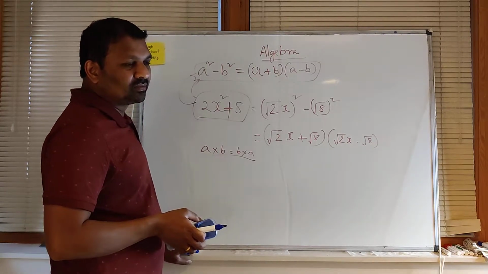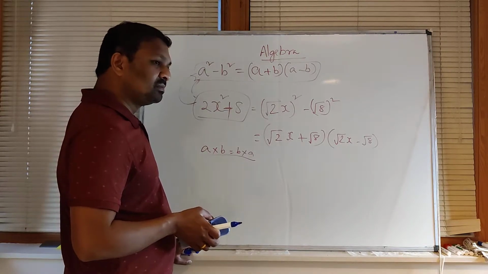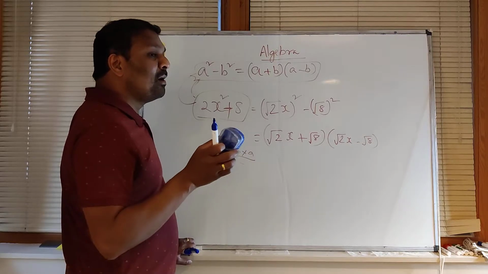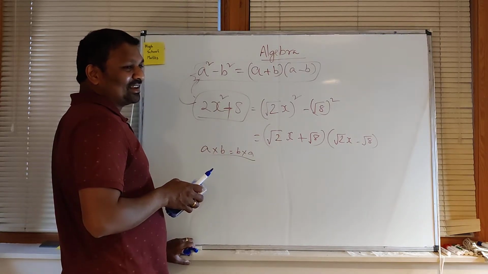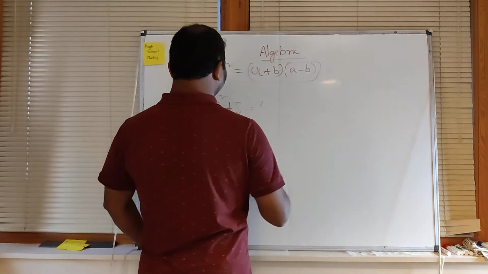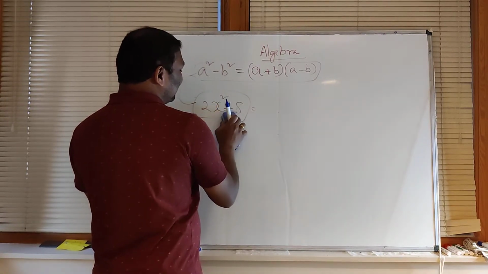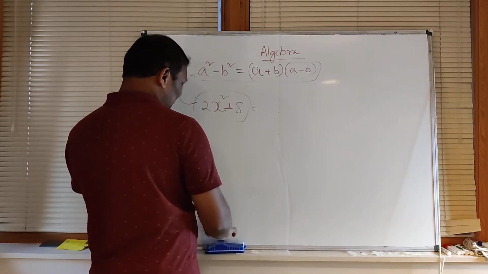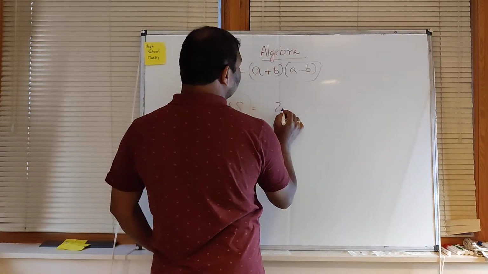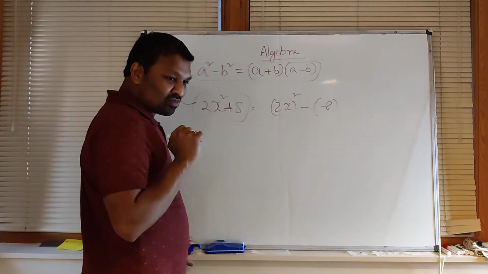What she said is also a good point. Instead of having a plus, you can just have minus of minus. Yes, absolutely a fantastic idea. I'm going to do it like that. Minus of minus 8: 2x squared minus of minus 8. Okay, that's a fantastic idea.